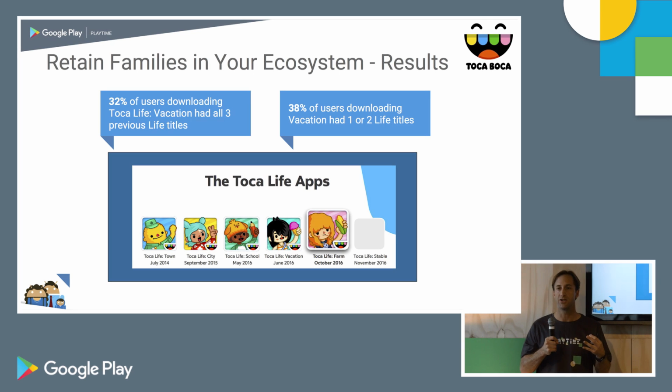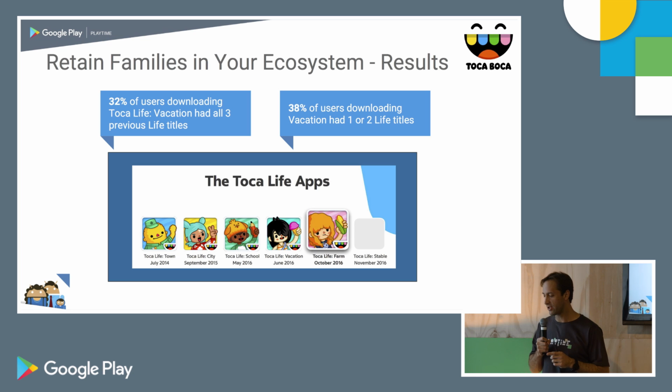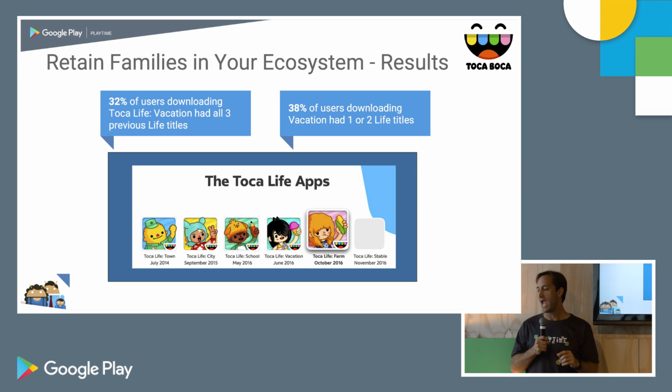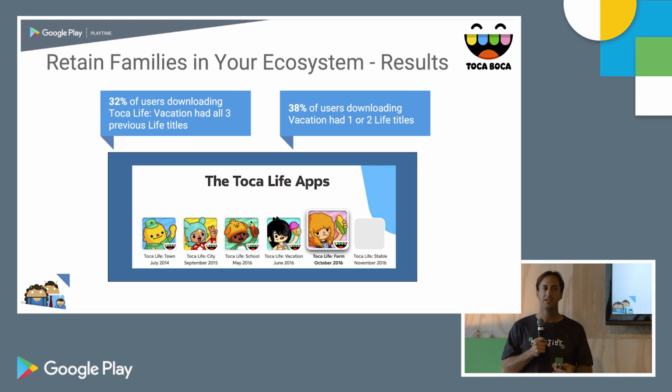user feedback. Since the release of the first app in May 2014, Toca has received more than 60,000 feature requests and reviews from kids all over the world. And it's feedback that has informed their Toca Life series and has brought us these titles. This title, Toca Life Vacation, was their most successful launch ever, and it's really because they leveraged their previous ecosystem. 32% of users downloading Toca Life Vacation had downloaded all of the previous 3 apps, and 38% had downloaded 1 or 2 of those previous apps. So be sure that your cross promotion is really on point. Once again, test and make sure that it's relevant and driving the benefits that you're going for.